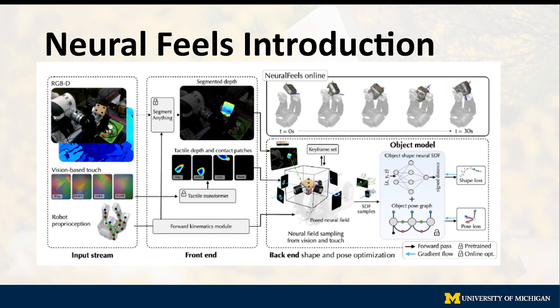For the second, the vision-based touch sensors, the data from it will go through a tactile transformer, and the tactile depths and the contact patches will be extracted. Then these two sets of data will be transferred into the backend of the system. In it, the neural field will sample from vision and touch information, and the keyframes will be further transferred into the object model. Then my team members will introduce how the pose graph optimization works.